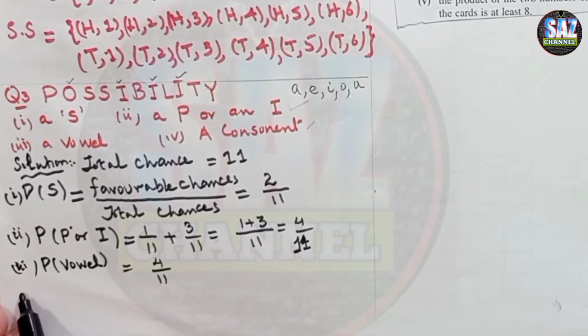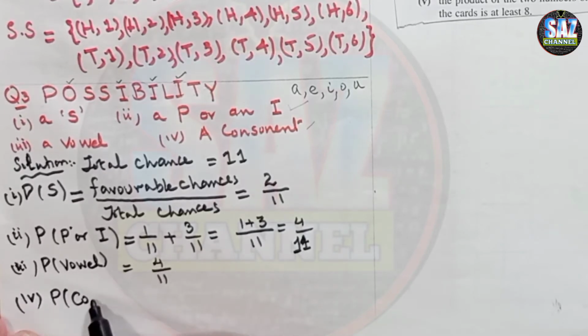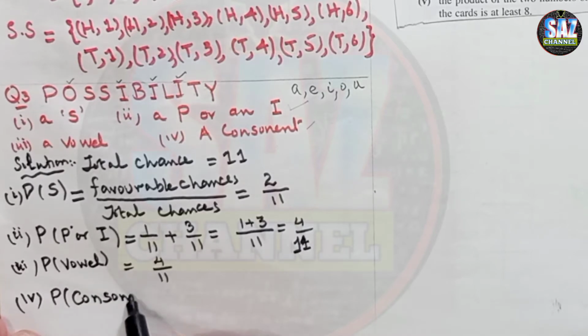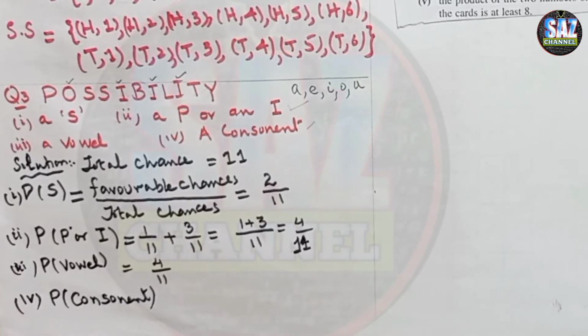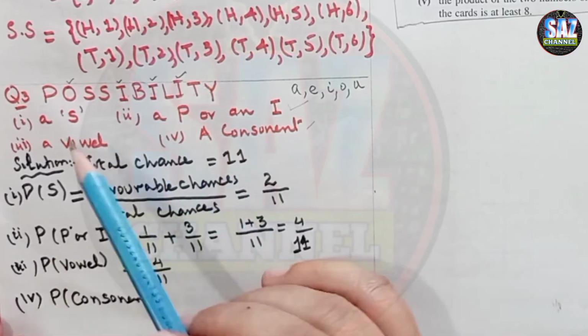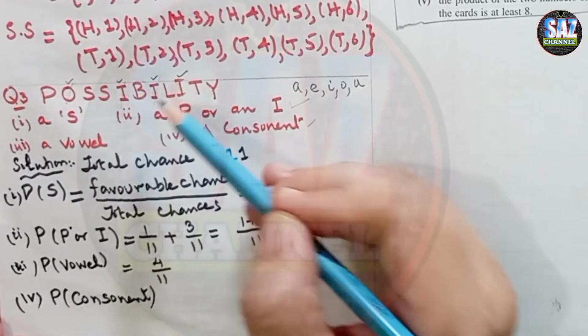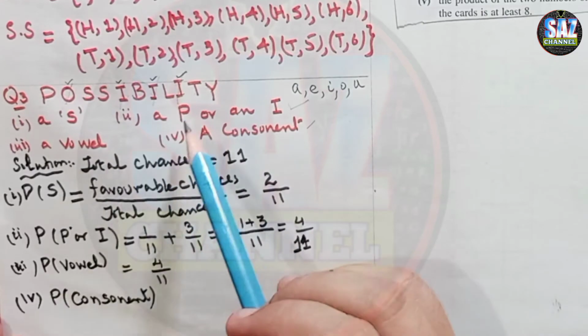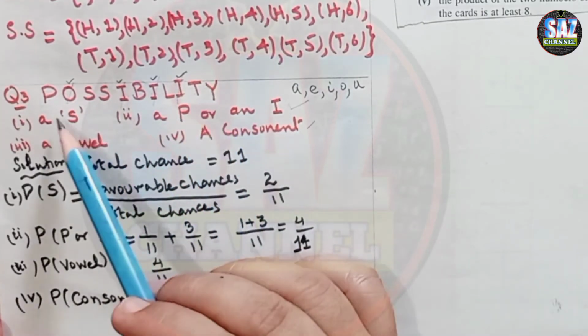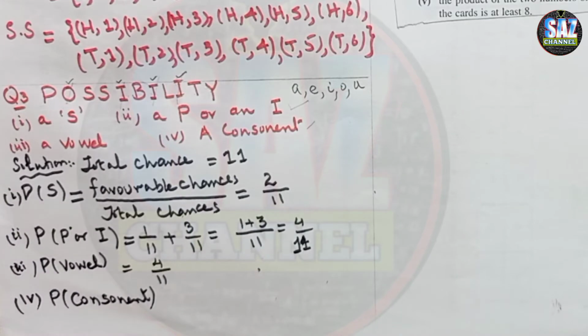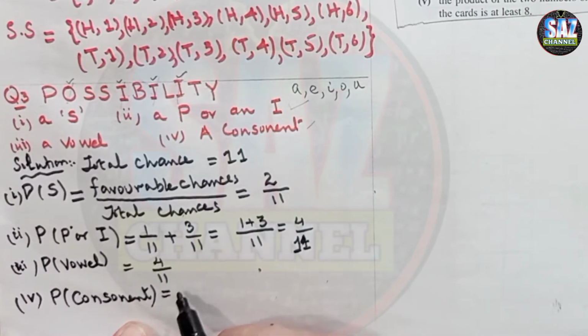And coming to the last part, probability of consonant. So recall that if A, E, I, O or U are vowels, then the rest of the English letters are the consonants. Now there are 2 ways of solving this question. One way is that we simply count that if O, I and this I, they are vowels. Out of 11 letters, 4 are vowels. So how many letters are remaining? There are 7 letters remaining. So the probability of consonant will be 7 by 11.